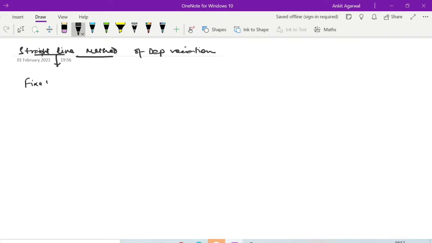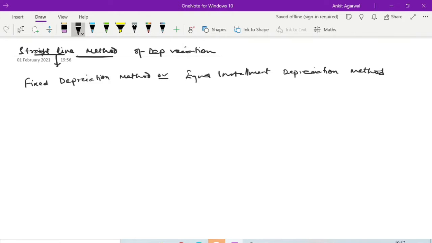fixed depreciation method or equal installment depreciation method. Okay. So these are nothing but synonyms. I mean, straight line method, fixed depreciation method, equal installment depreciation method. Everything is same and the meaning is same, right?